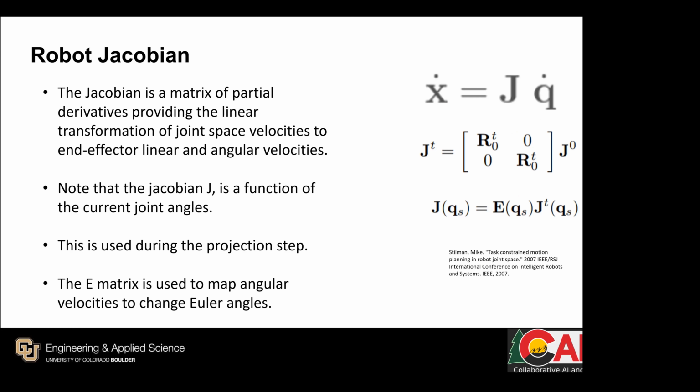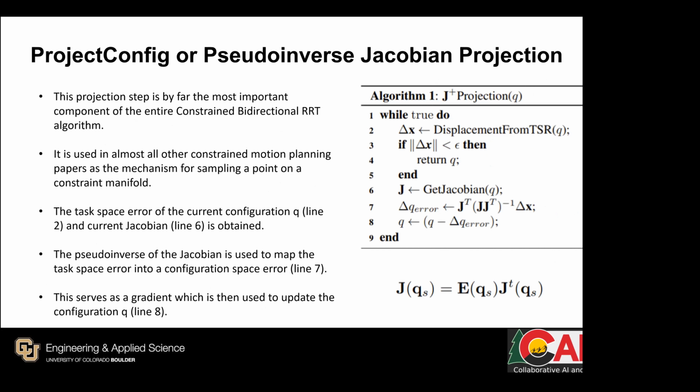So you need to have an additional transformation so that this Jacobian is then usable as a mapping function for your task space region and eventually mapping a task space error into a configuration space error. So this jumps us finally, as we've tunneled all the way down, to the core part that really makes this algorithm, this motion planner, constraint compliant. And that is this ProjectConfig function. It's also called the pseudo-inverse Jacobian projection.